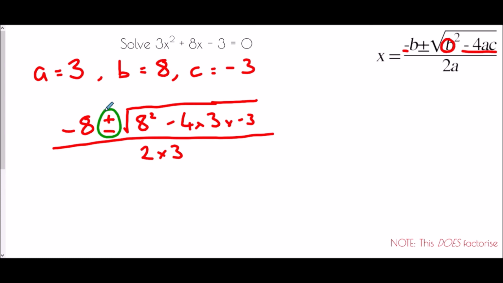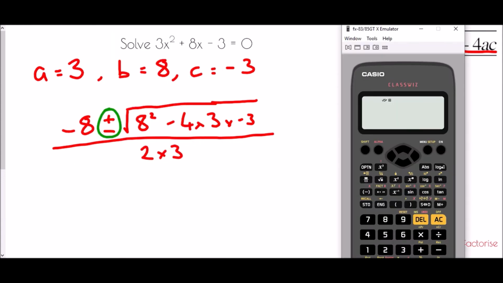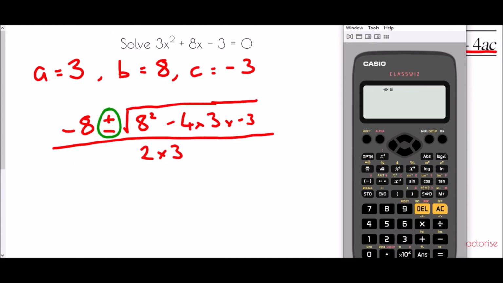And so what we're going to do is we're going to grab our calculator, and the first thing that I'm going to do is I'm going to form a fraction, and I'm going to type in at the top negative 8 plus the square root of 8 squared, take away 4 times 3 times negative 3, all over 2 times 3. And that is going to give me the first version of x. So if I press equals, x equals 1/3.